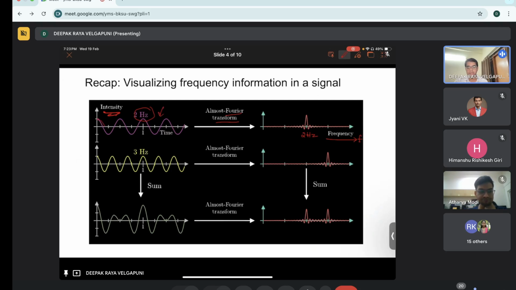Like if you take this 1 and 2, this is the first cycle and this is the second cycle in 1 second. This time is in seconds. So you see in 1 second there are 2 cycles, and when you do a Fourier transform, it gives a peak at that 2 Hz. Similarly for 3 Hz, and if you sum the signals and take a Fourier transform on this whole signal, you get 2 peaks. One is at 2 Hz and one is at 3 Hz. This is the frequency axis. So this is a visualization of very simple signals, just a sum of 2 sinusoids.